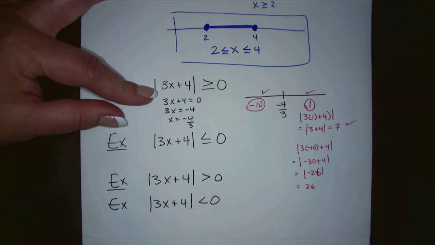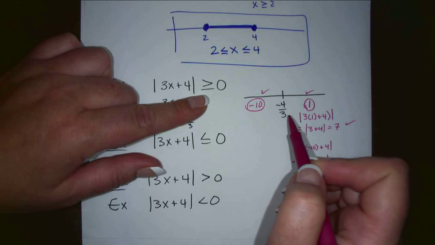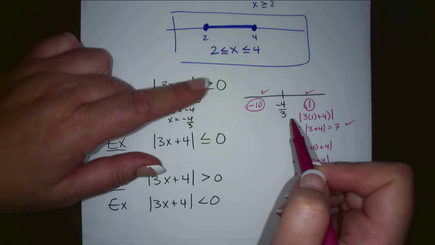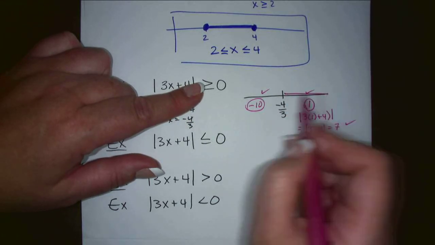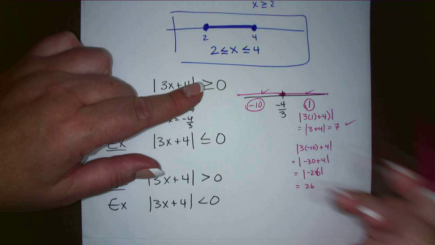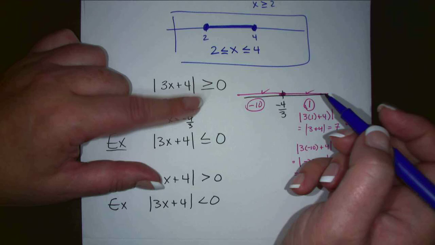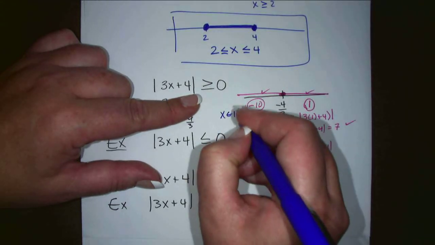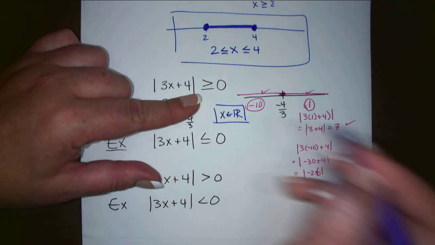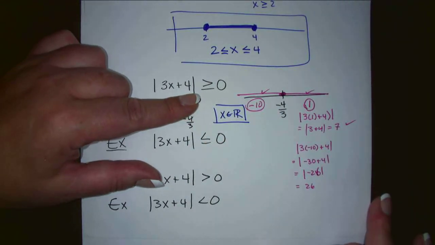Does the 4 over 3 work? Yes, because we want it to be equal 0 as well. So this side works, and the number in between works. So all real numbers. So the solution for this first one is that x is an element of real numbers. That's the solution. What about this one?